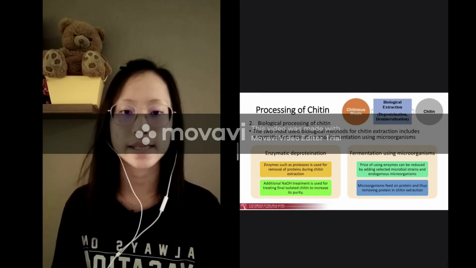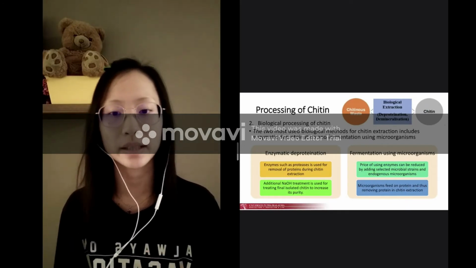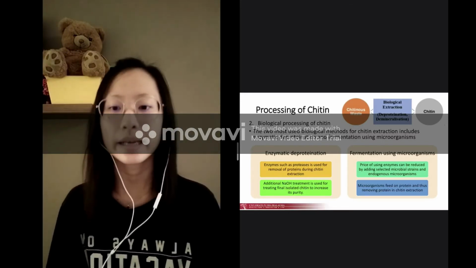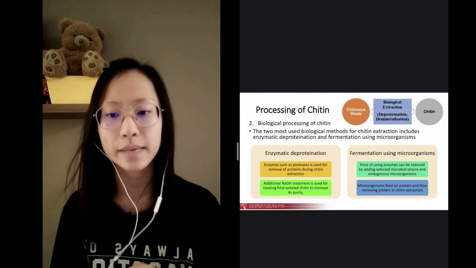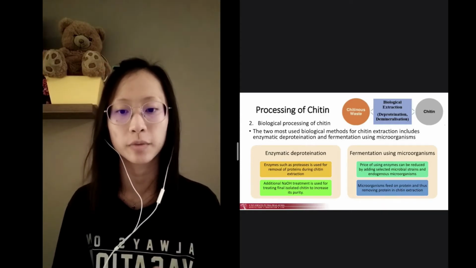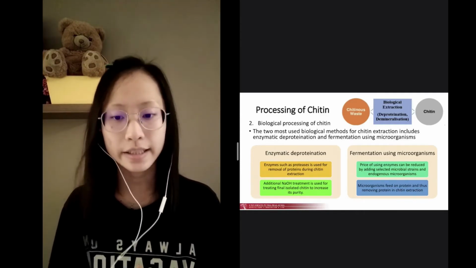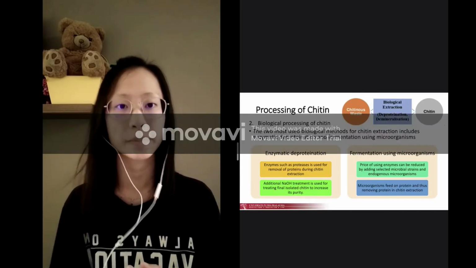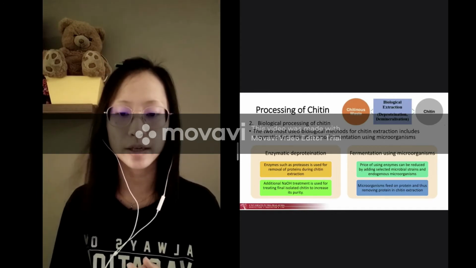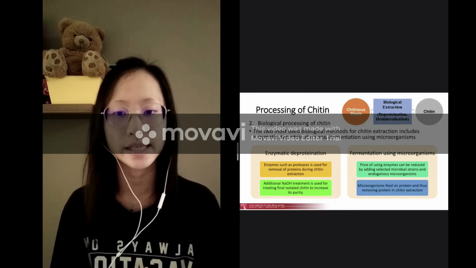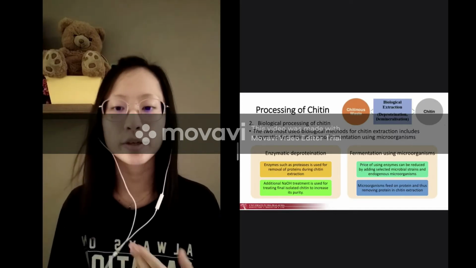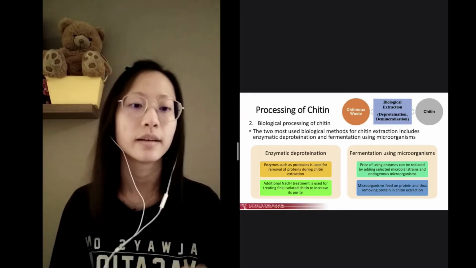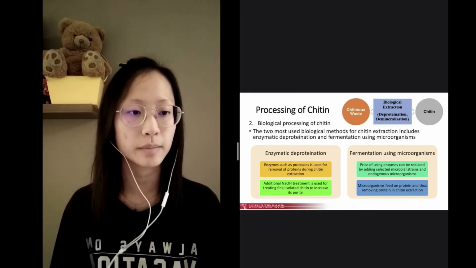For biological processing, there are two methods, which are enzymatic deproteination or fermentation using microorganisms. Under enzymatic deproteination, enzymes such as protease are used for removal of proteins during chitin extraction. Additional NaOH treatment is used for treating final isolated chitin to increase its purity. The additional sodium hydroxide solution treatment after enzymatic deproteination is required because enzymatic deproteination is less efficient compared to chemical processing. And the next method is fermentation using microorganisms.